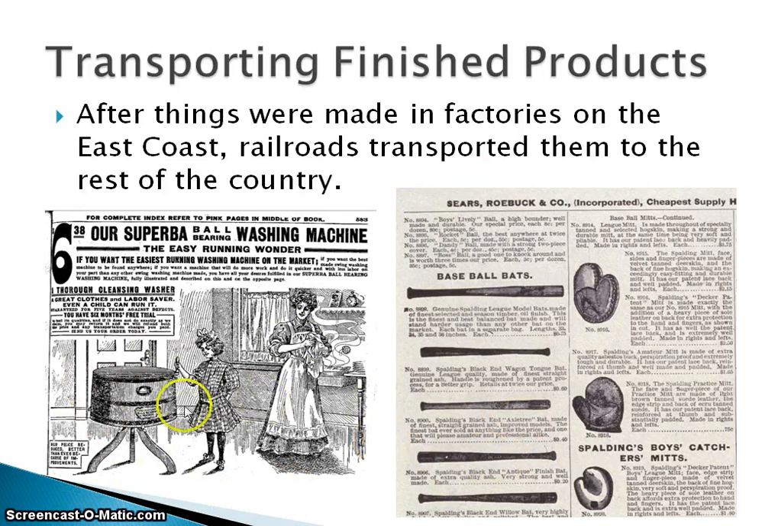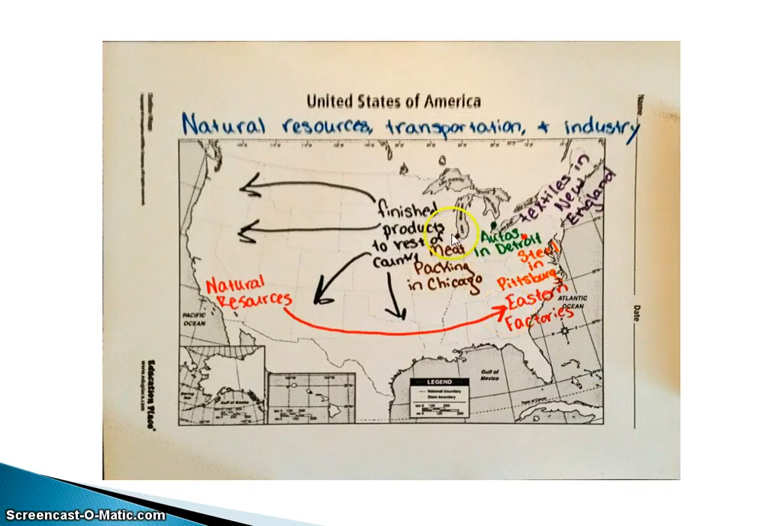Over here we have a washing machine. Here are baseball bats and baseball mitts. And these would just be sent straight to you on the railroad. It's an entirely new idea. So the last thing we need to put on our map is that the finished products that were made in these eastern factories were shipped to the rest of the country using the railroads.